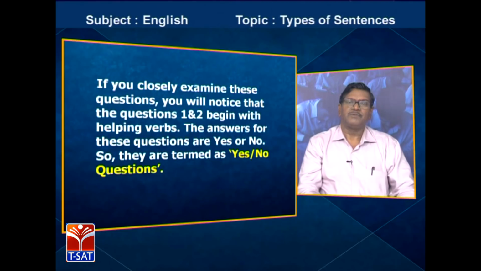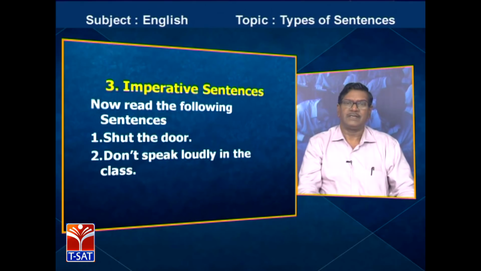Now, let us move on to the next variety, imperative sentences. Third variety, imperative sentences. See, look at these sentences, read them. Shut the door. Don't speak loudly in the class. Get me a glass of water, please. Please lend me your bicycle for an hour. Will you please give me a lift? So, these are all imperative sentences.